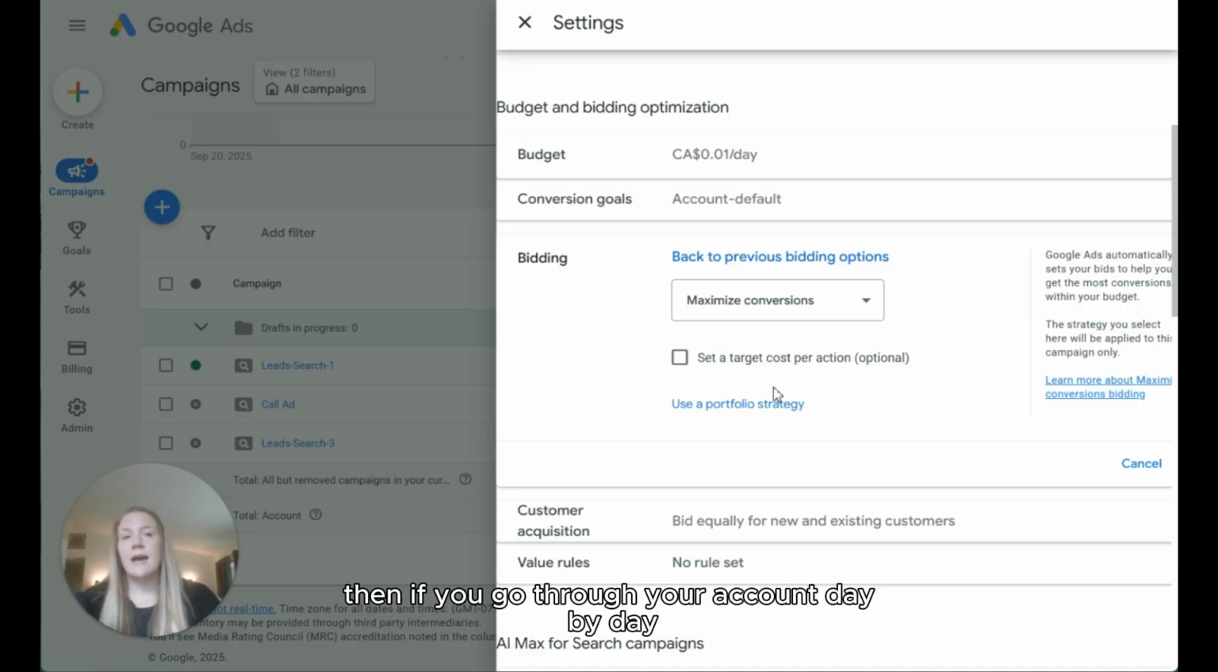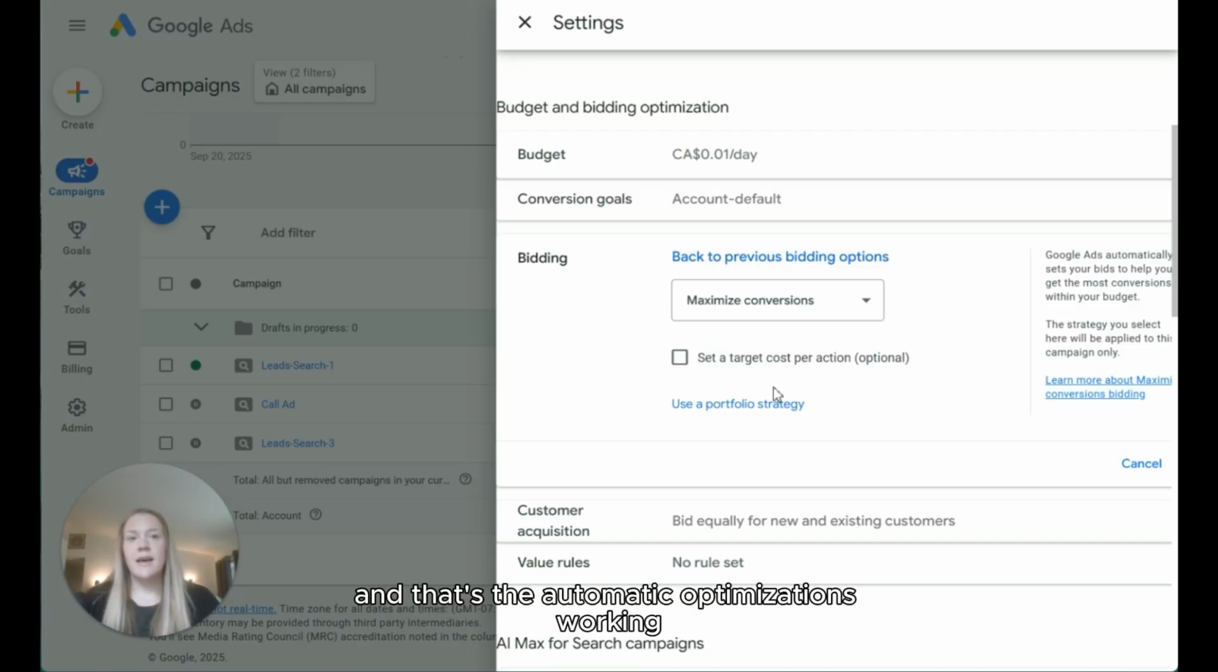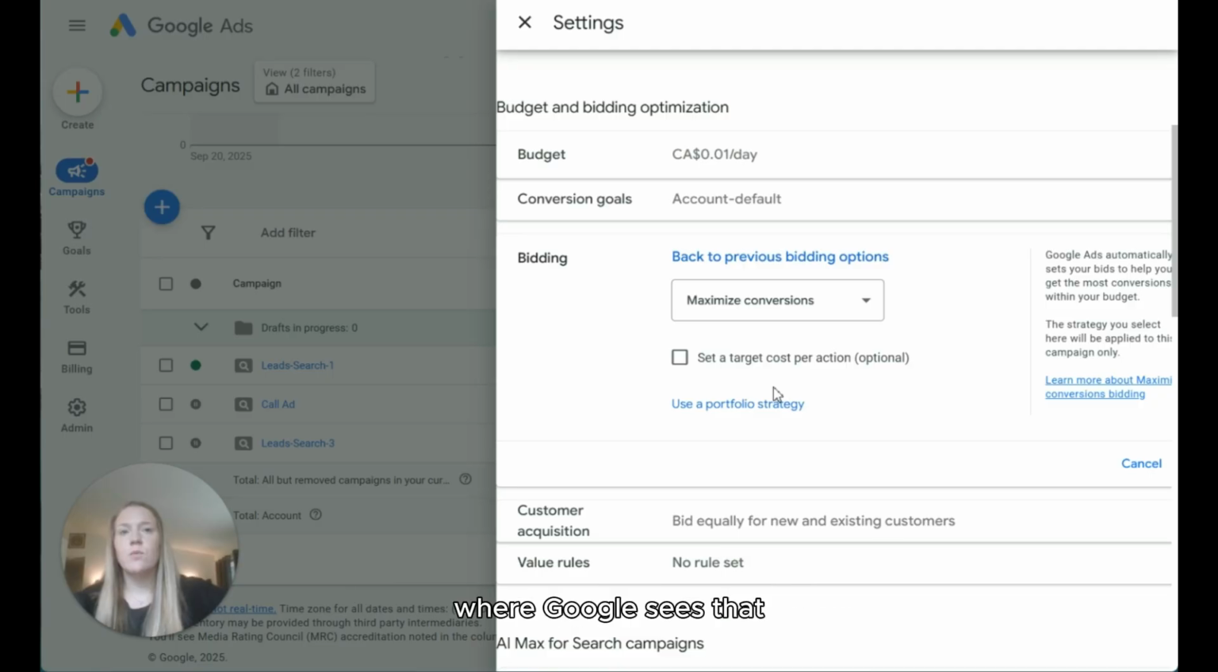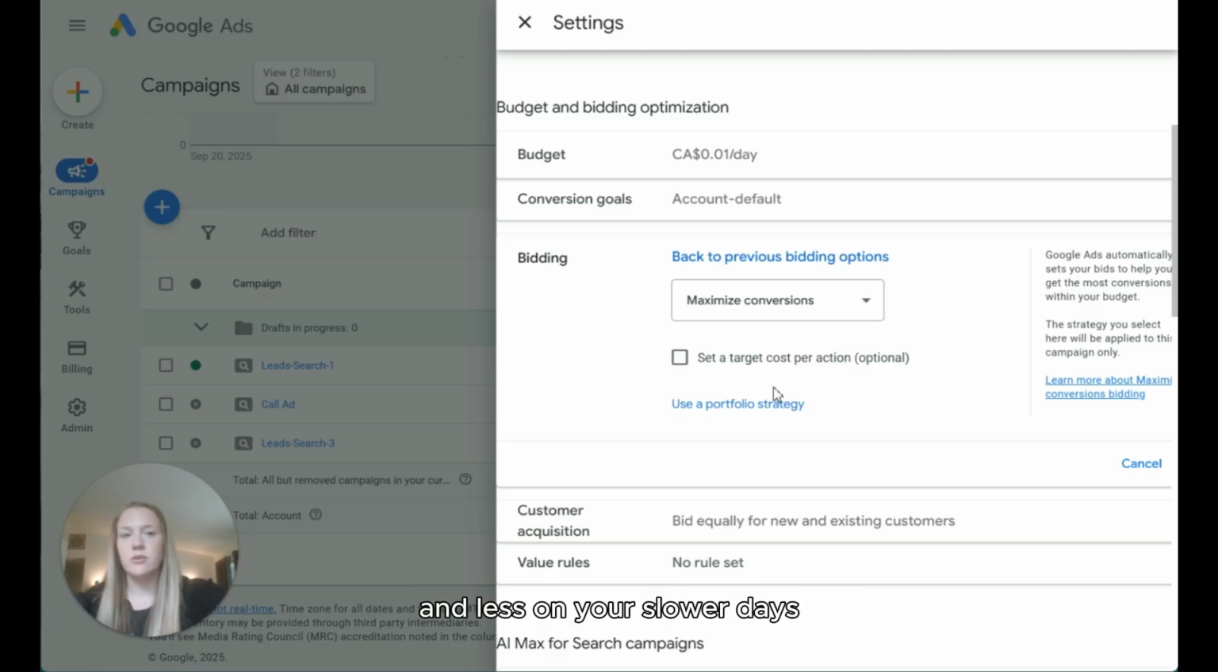Then if you go through your account day by day, you may see that one day Google spends above your daily limit. It can go up to double your daily limit. But then on other days, on slower days, you'll notice that it underspends. So over the course of the month, it evens out. And that's the automatic optimizations working, where Google sees that you historically get more conversions on this day, so we're going to use more of your budget on those days and less on your slower days.